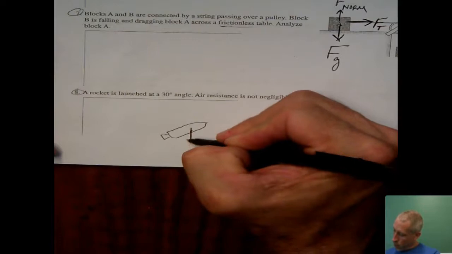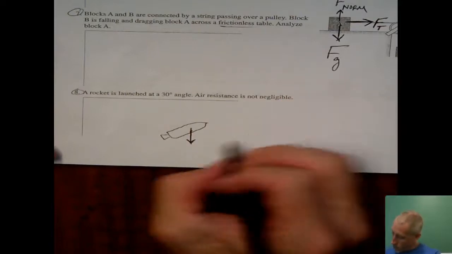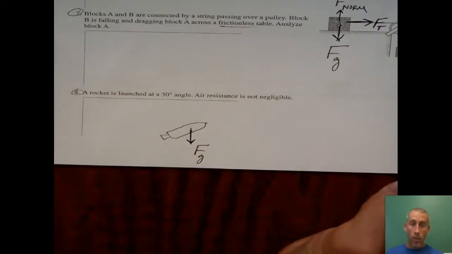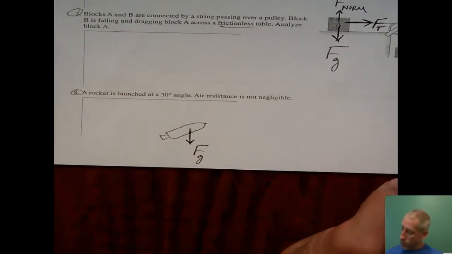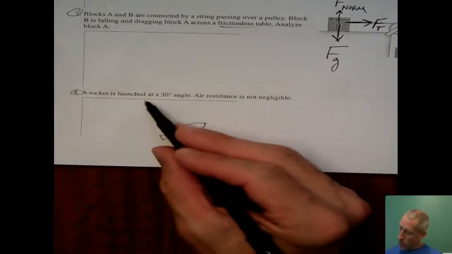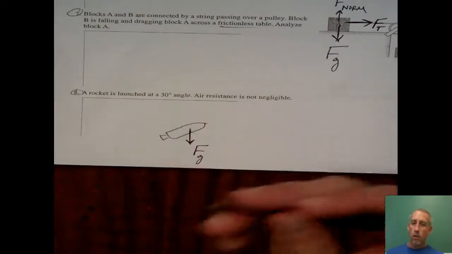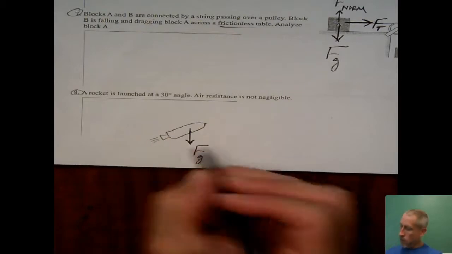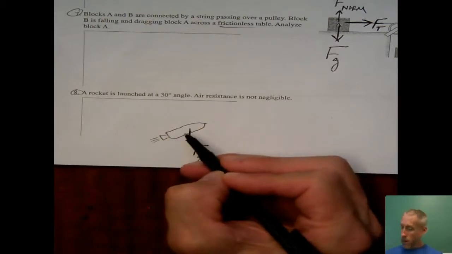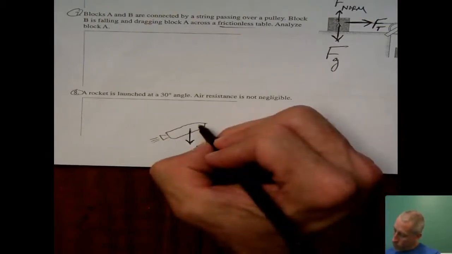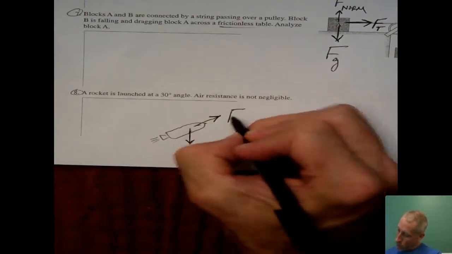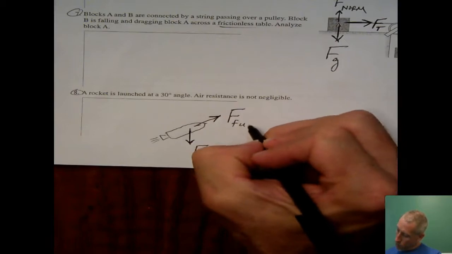Of course, we have gravity. Yes, even flying rockets have gravity exerting forces on them. We do not have a normal force because it's not sitting on a surface. It says is launched. I'm going to assume it's being launched right now. And so the fuel coming out of here, as it's being pushed by the rocket, exerts a force back on the rocket in the direction that it's moving. So I will call this the force of the fuel.